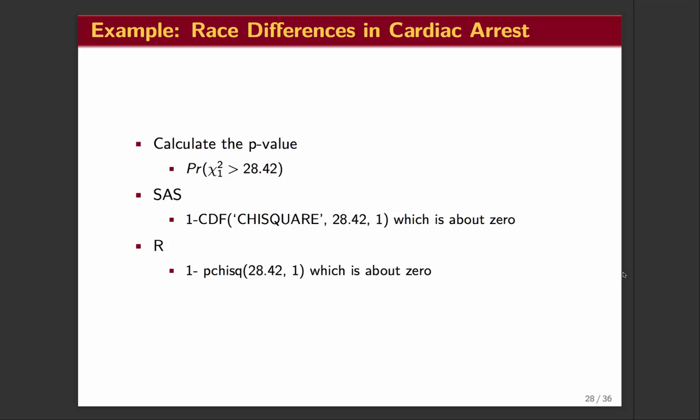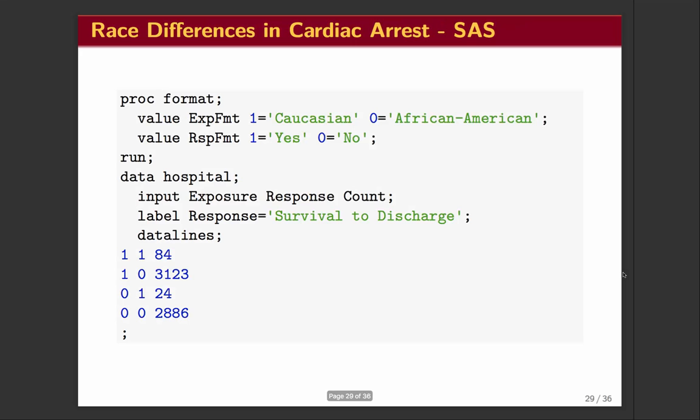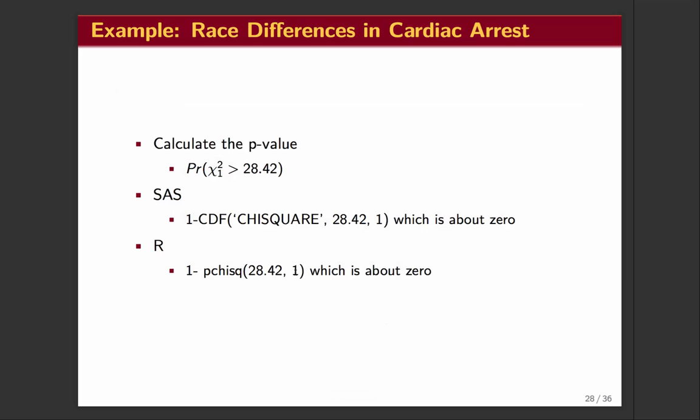In lieu of that, I'll try to go through and give you some rules of thumb. But if you wanted to do this in SAS or in R, these are the commands that you would use. Basically, the probability of observing something as or more extreme than this under the assumption of independence is about zero. This is similar to seeing a very large value, like 4 or 5, in the normal distribution. There's just very little chance of that, in other words, it's giving you a lot of evidence for dependence.